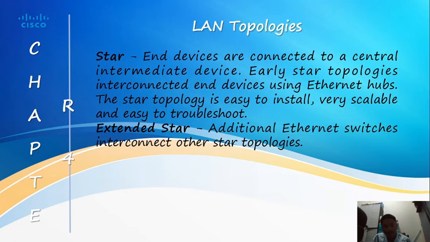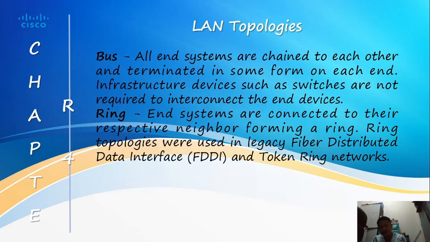LAN topologies. Star. What is star? End devices are connected to a central intermediate device. Early star topologies interconnected end devices using Ethernet hubs. The star topology is easy to install, very scalable, and easy to troubleshoot. Extended star. Extended star has additional Ethernet switches that interconnect other star topologies.